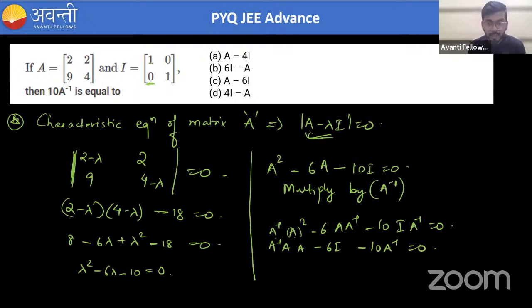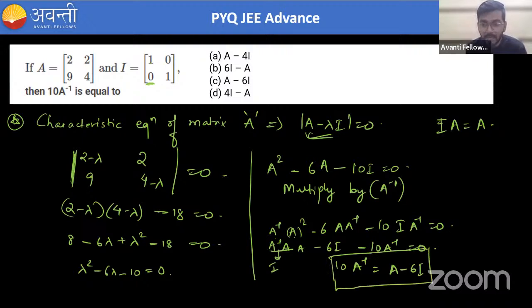So you will get 10 times A inverse equals, here it will become, see, we all know that the identity matrix I into a matrix is the matrix. So I times A inverse is A inverse and IA is equal to A. So A minus 6I. So 10 times A inverse can be written as A minus 6I. So the answer to this question is A minus 6I.